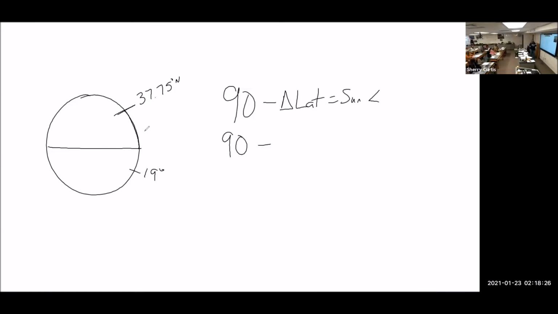I bumped it. All right. What's my change in latitude? 37.75, 47.75, 56.75. What's 90 minus 56.75? Now, on some dates, the sun is going to be up here, and you would subtract those numbers, and on other dates, it's going to be down here. That's why I tell you to draw a picture, because it gives you more of a visual of where the sun is in relation to the observer.